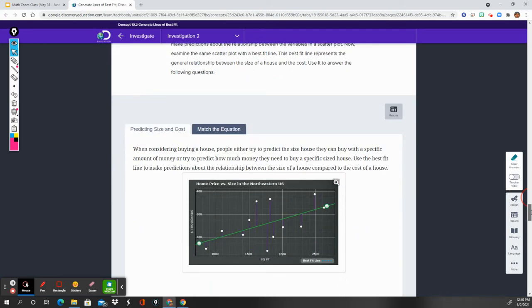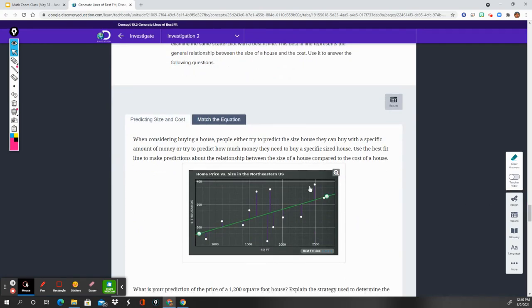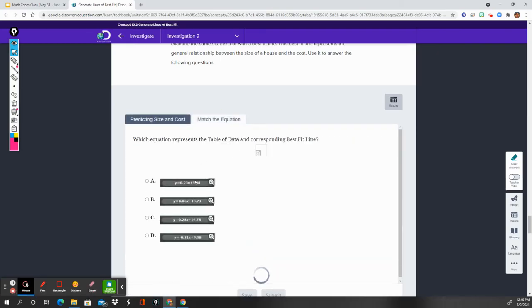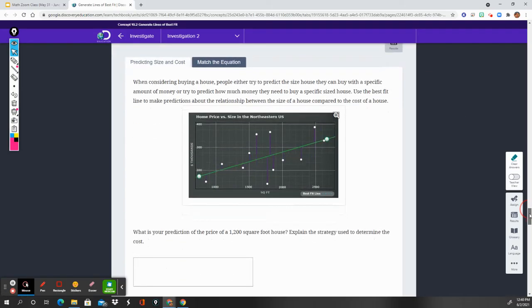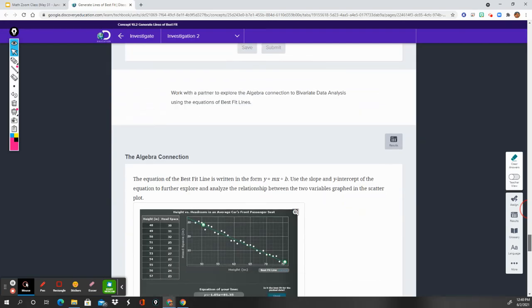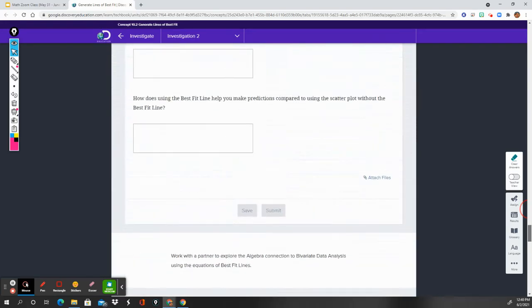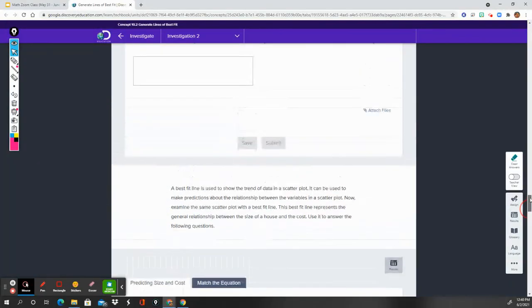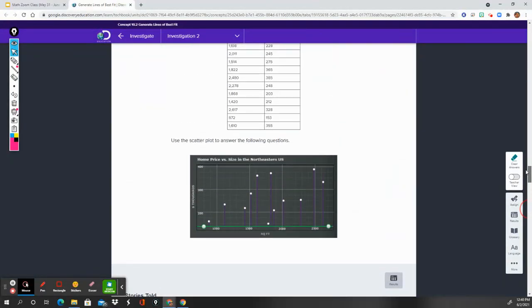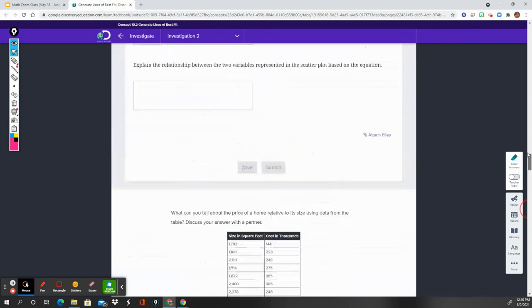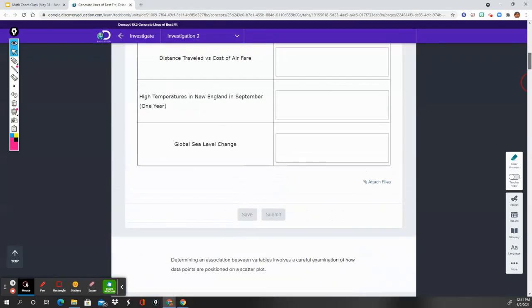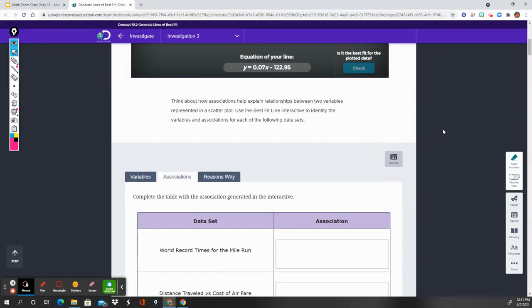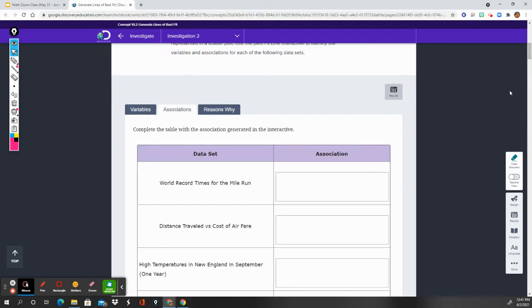And then when you come down here, predicting size and cost and match the equation, I don't want you to worry about that unless you'd like to give yourself that challenge. But I'm not going to worry about that. I think anything after this is all going to be just things that you can do if you want to challenge yourself. But for now, just make sure you look at the data about the house and answer stories told. And then, of course, all this information up here about the different variables, their associations, and why. All right. And that will be your Discovery Ed work.